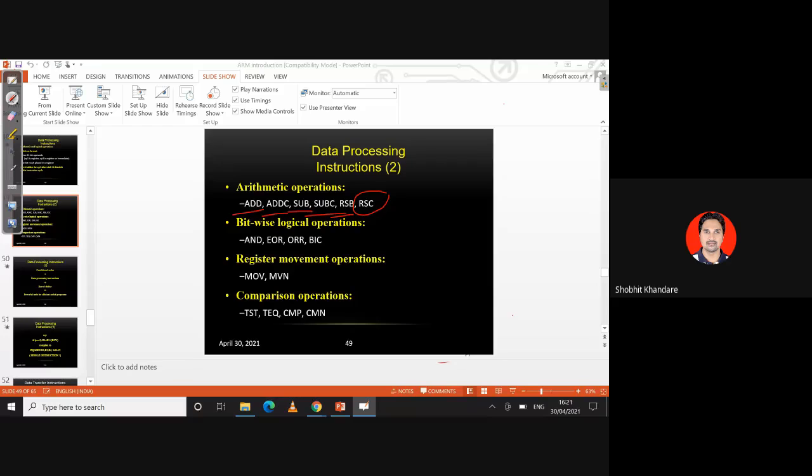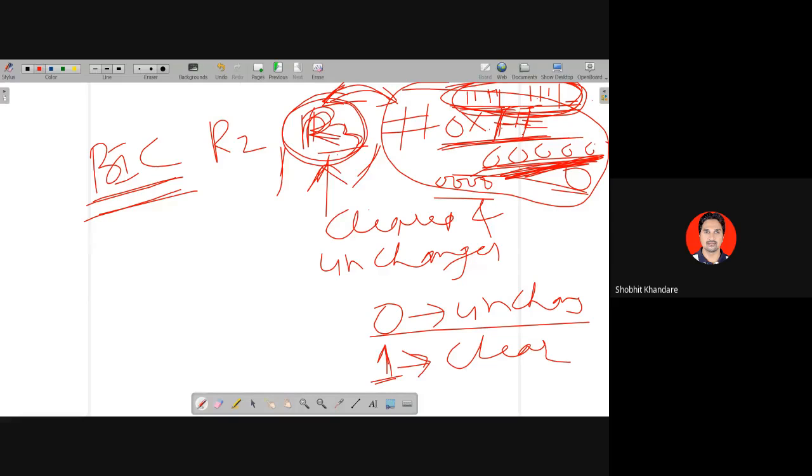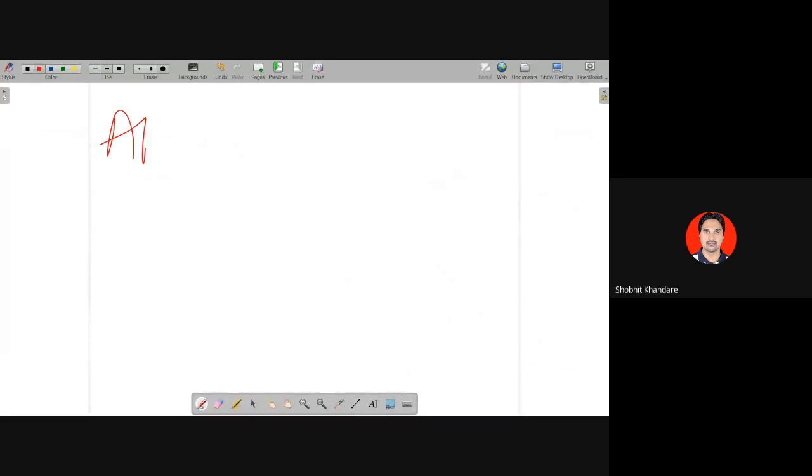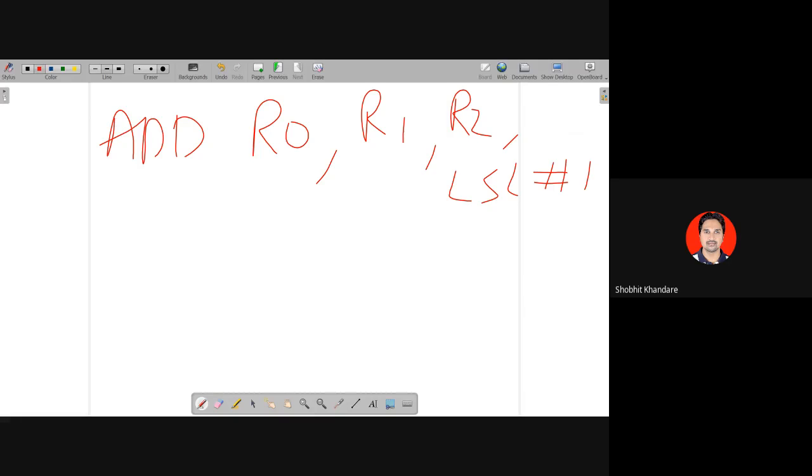मैं एक दो के लिए बताता हूँ example. For example, if I am doing for add, अगर मैं लिख रहा हूँ ADD R0, R1, R2, LSL #1, तो आपको पता है क्या हो रहा है. LSL #1 R2 पे काम करेगा, बाद में जो कुछ result है इसका वो R1 के साथ add होगा, और R1 के साथ add होने के बाद result will be stored in R0. खत्म. That is the meaning. Okay, so this is ADD.